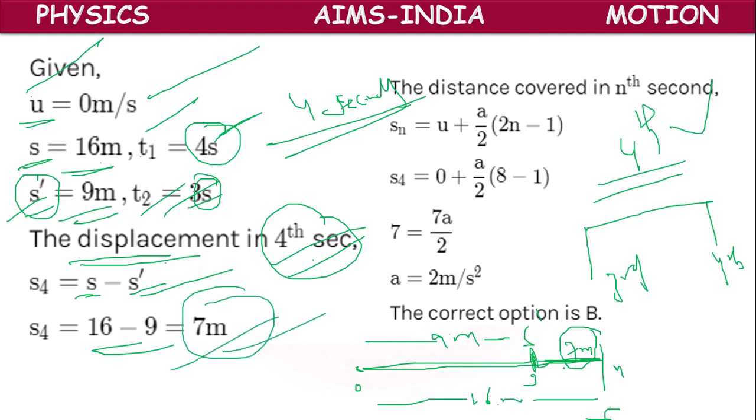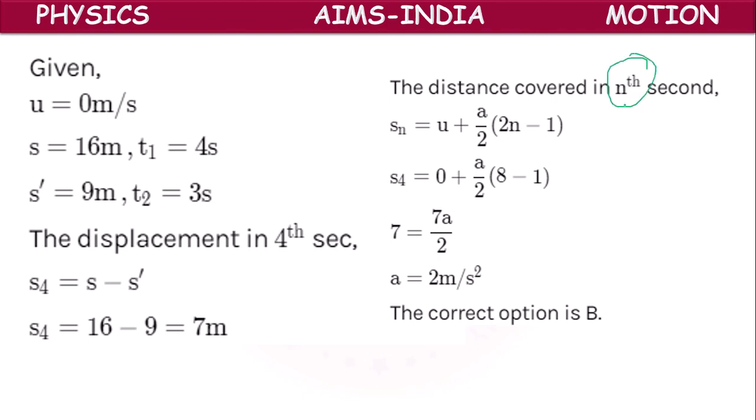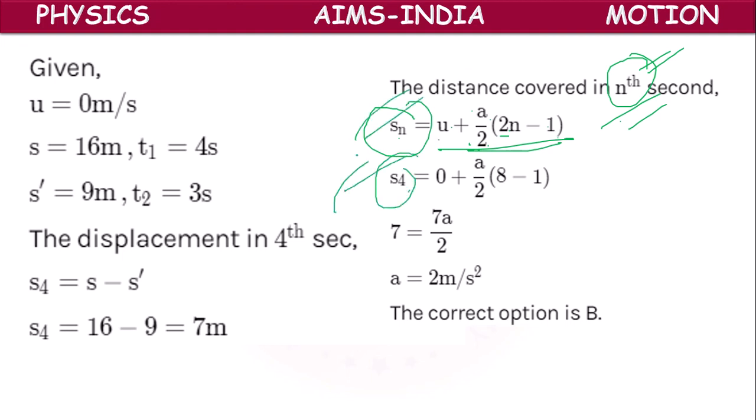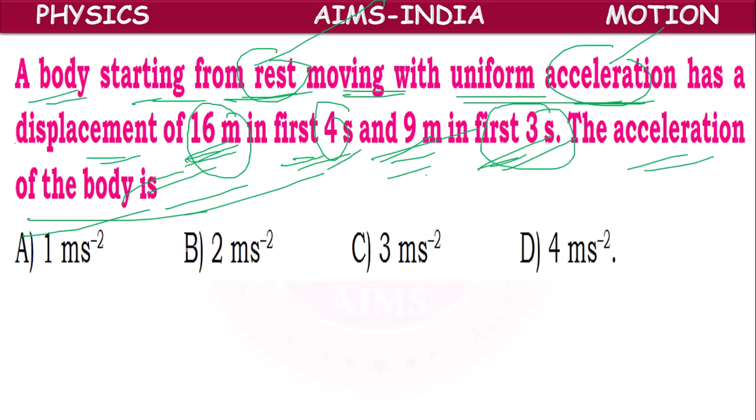Distance covered in the nth second, one particular second, the formula is given by u plus a by 2 into 2n minus 1. But here instead of Sn, we have S4 because it is the fourth second. u value is 0. a value, let's keep as it is. n value is 4. 2 into 4, 8 minus 1, 7 into a by 2, 7a by 2. S4 is also 7 meters. 7 equals 7a by 2. 7, 7 cancel, this 2 will come here. a equals 2 meter per second square. So the correct answer is option B.